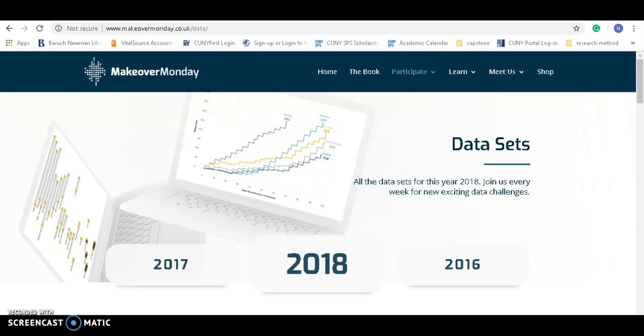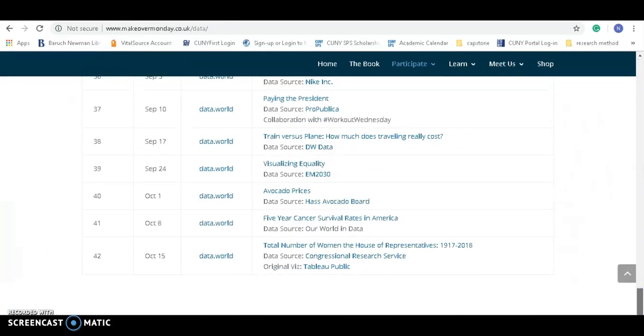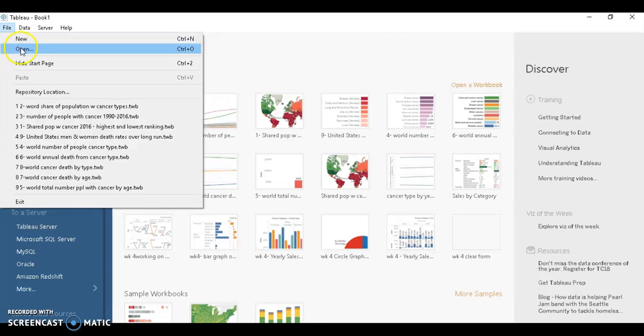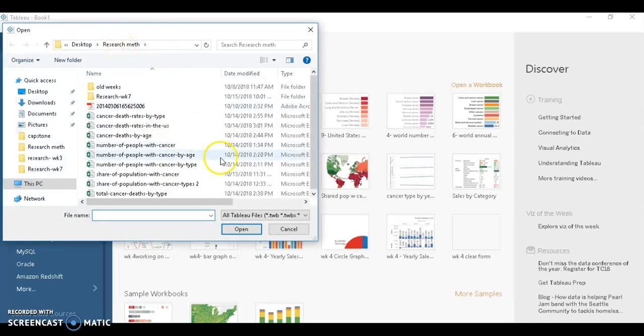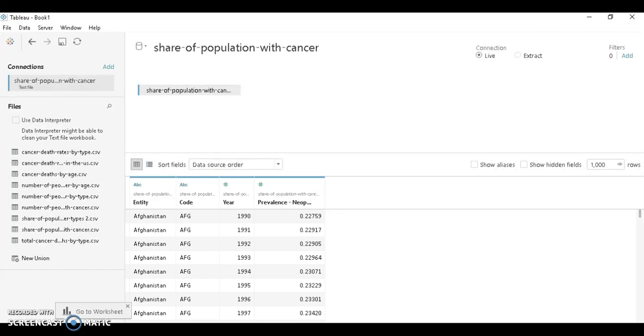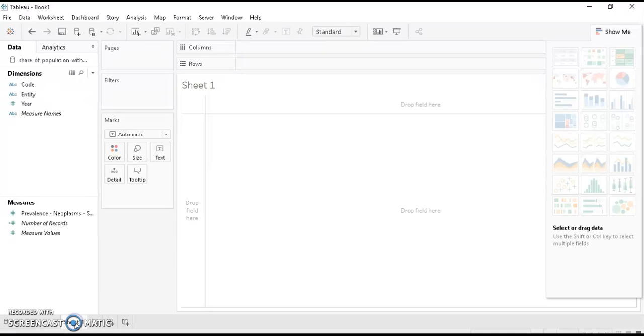I wanted to show you what I did to create the Tableau visualizations. So here I went to Makeover Mondays for my data from Data World. I went to 2018. I scrolled down and here's the data that I used. I then downloaded that information from Data World. I then opened Tableau. I go to File and Open, and then I go to look for my file. Once I find the file, I click on it and I press open. It then opens in Tableau. I then go to sheet 1 and it brings me here.